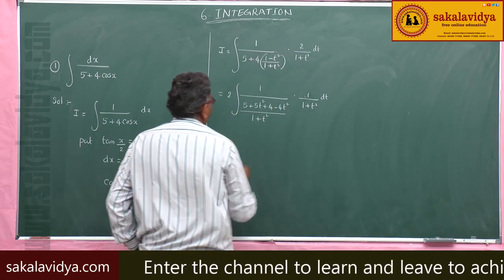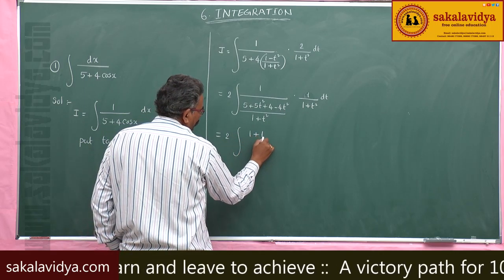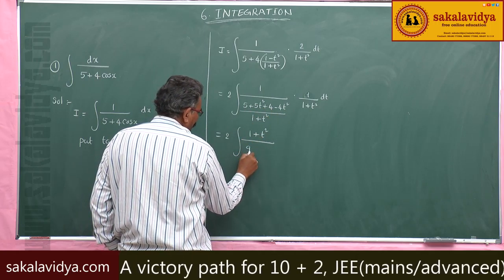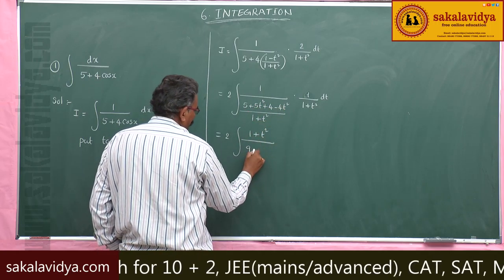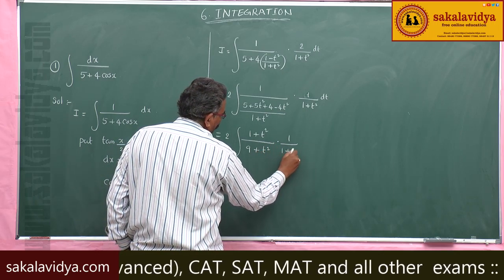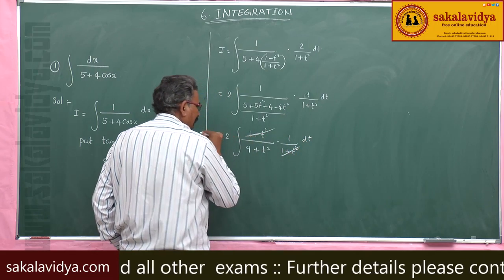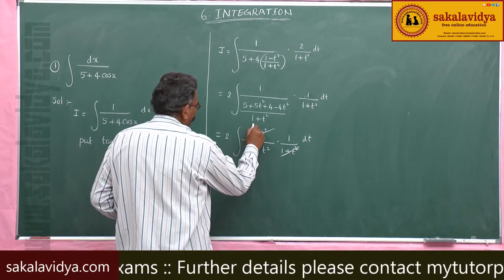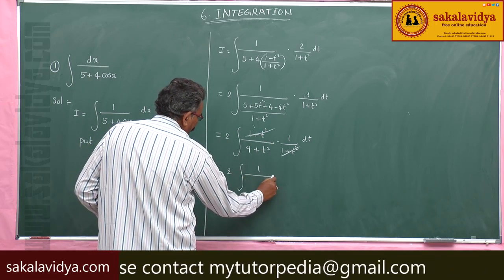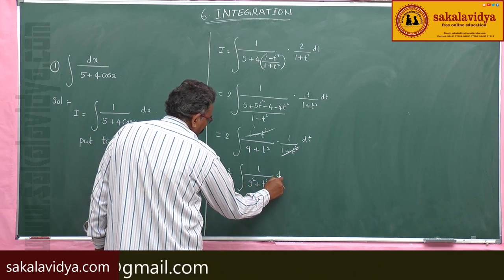This 1 plus t square comes up. 2 integral of 1 plus t square by, 5 plus 4 is 9, whereas 5t square minus 4t square is t square, into 1 by 1 plus t square dt. This gets cancelled. Now, what do you get? 2 times integral of 1 by 3 square plus t square dt.